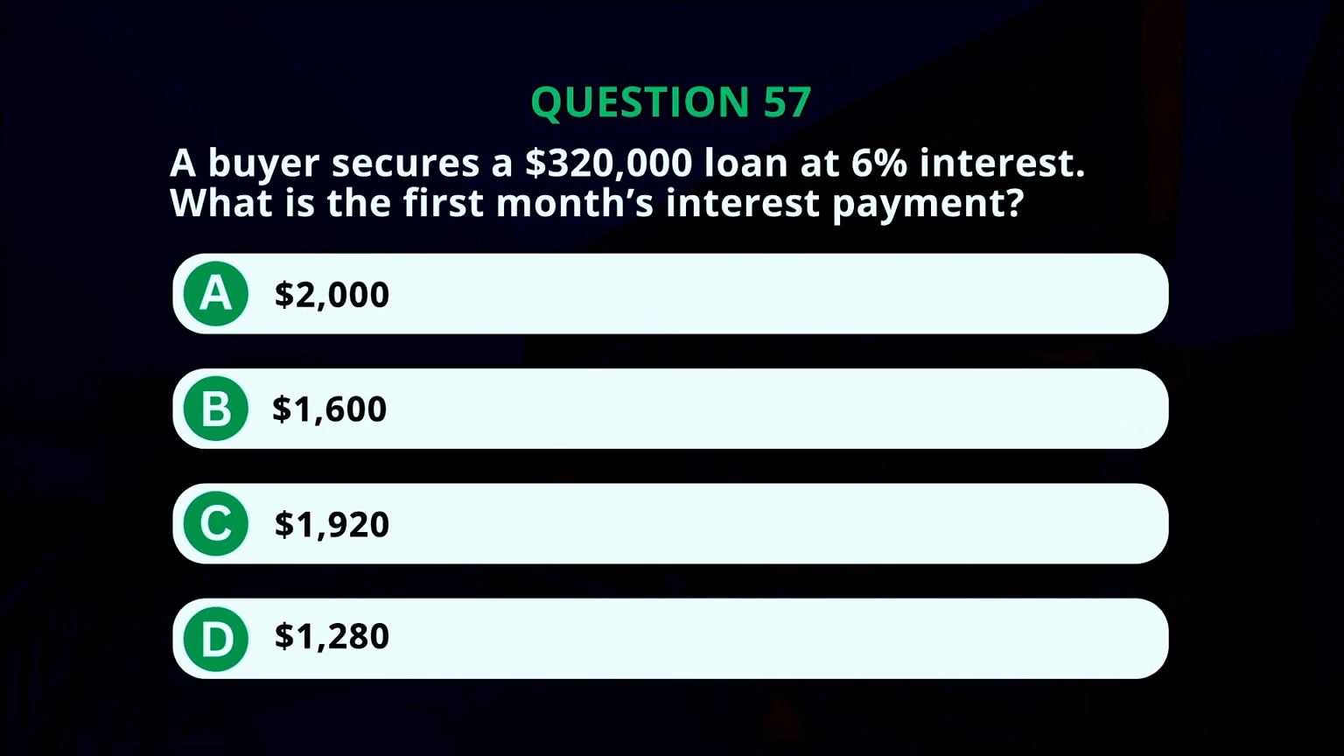Question number 57. A buyer secures a $320,000 loan at 6% interest. What is the first month's interest payment?